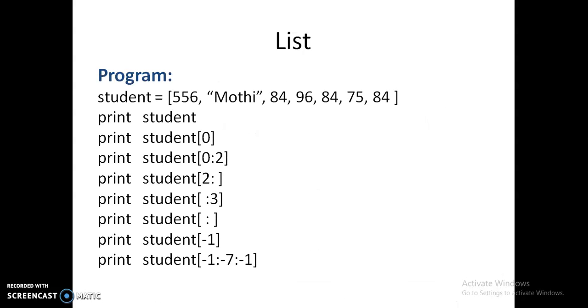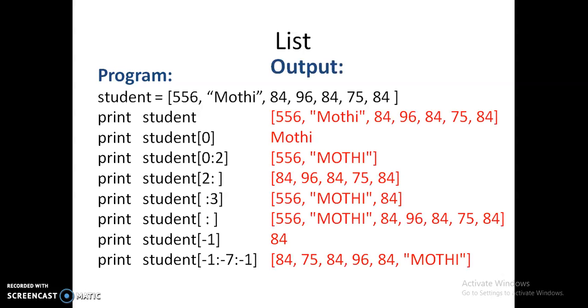Next, this is a simple program to access the different elements in the list. First, print student. It prints all the elements in the list. Next, print student of 0. That is, it prints the 0th element of the student list. The 0th element is 556. Sorry, here the result shown is wrong. It is 556.